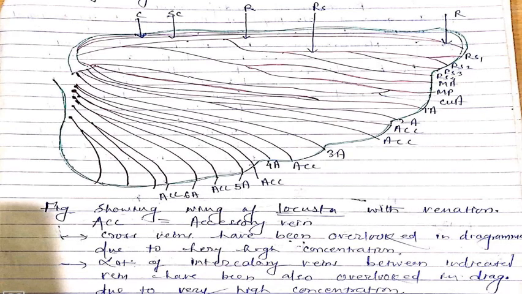This diagram represents all the modifications, showing the wing of Locusta. Locusta is a member of the Orthoptera, with venations here. Some accessory veins have been represented here, like the ACC, and we cannot represent every piece of information in this diagram because a lot of branching and a lot of degeneration in the venation system have been reported in the insecta.